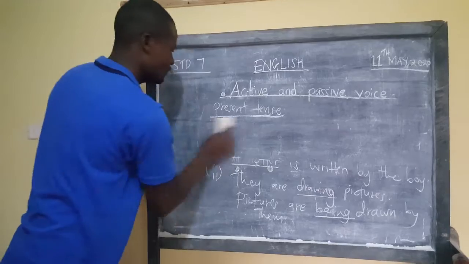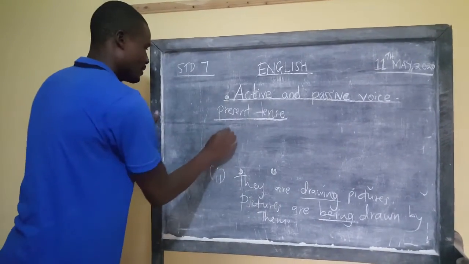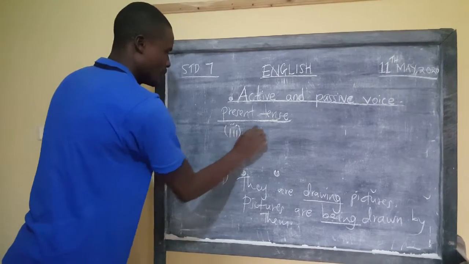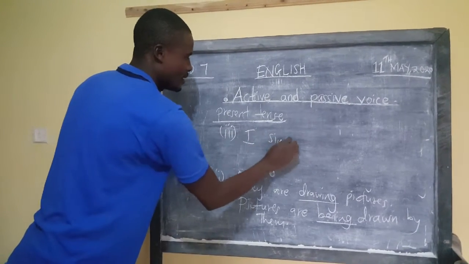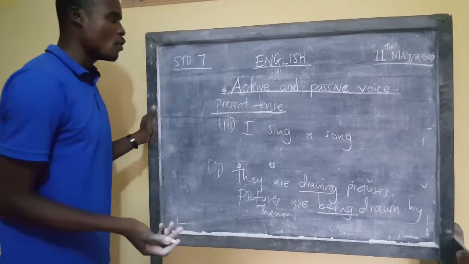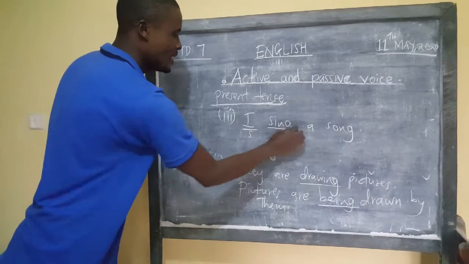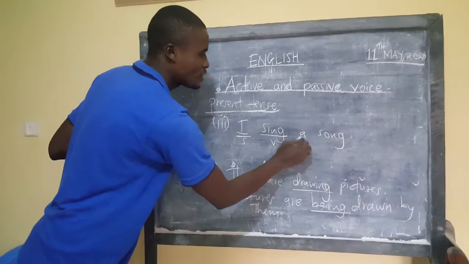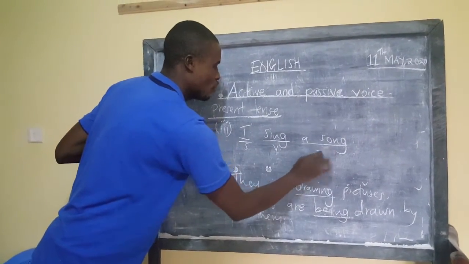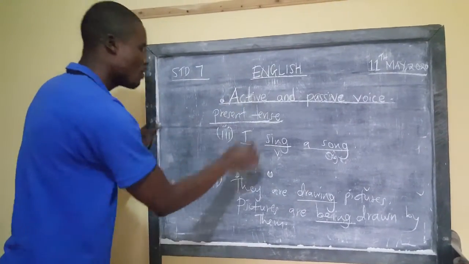I sing a song. It's a very simple one. Example three: I sing a song. Just begin with knowing I is the subject in this manner, sing is the verb, and a song is the object. That is whatever is done in that sentence. So we'll begin with a song.